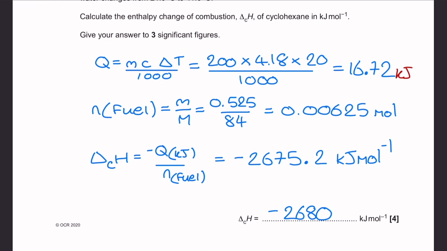And then my enthalpy of combustion value down here is found by doing the negative Q in kilojoules divided by the moles of the fuel, and it gives me a figure here of negative 2,675.2. So why is my answer negative 2,680? That's because the question instructed us to give the answer to 3 significant figures. My pro tip for you is, if you're ever asked to give a numerical answer in a chemistry exam, have a check back to see if you've been told about a precision requirement.